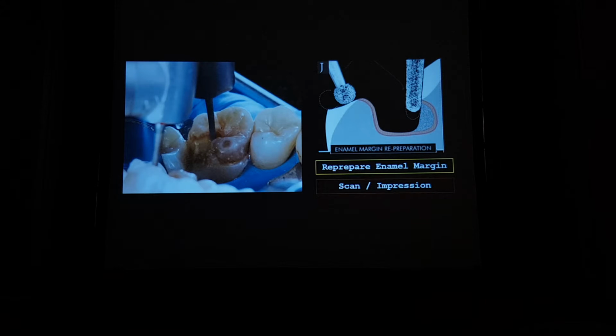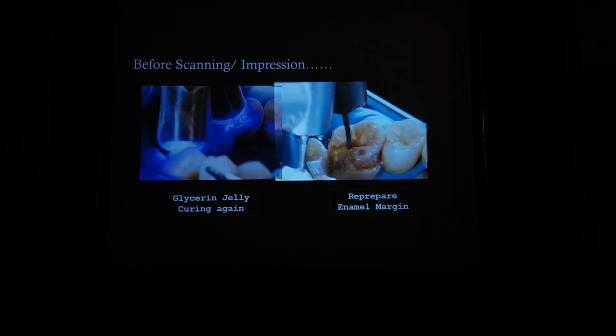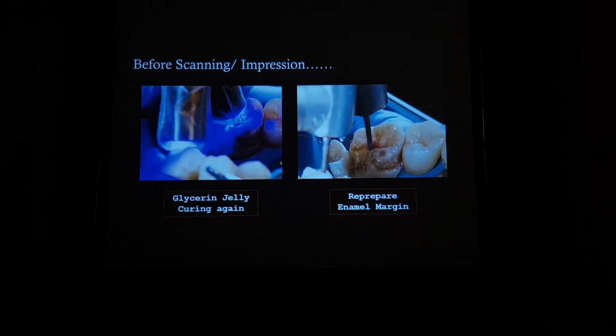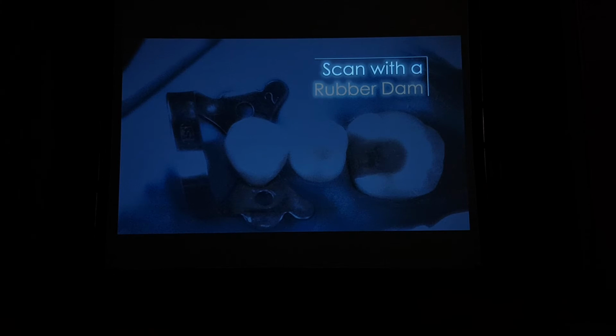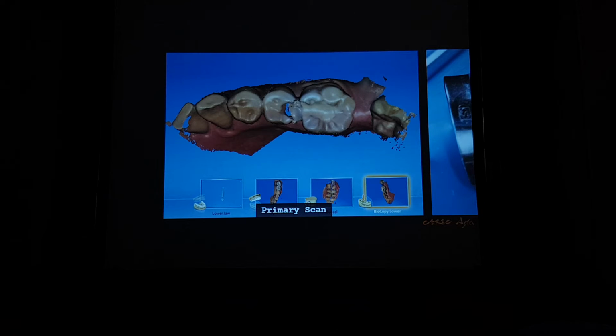Of course, some dentists ask me, should we do IDS first or scan first? Of course, IDS first and then scan. So the two things are important in the IDS procedure. And scan with the rubber dam. How to scan with the rubber dam? Before we apply the rubber dam, do the primer scan. So this will be easier. Of course, you can do the total scan after rubber dam application, but it will be difficult for the software to match.